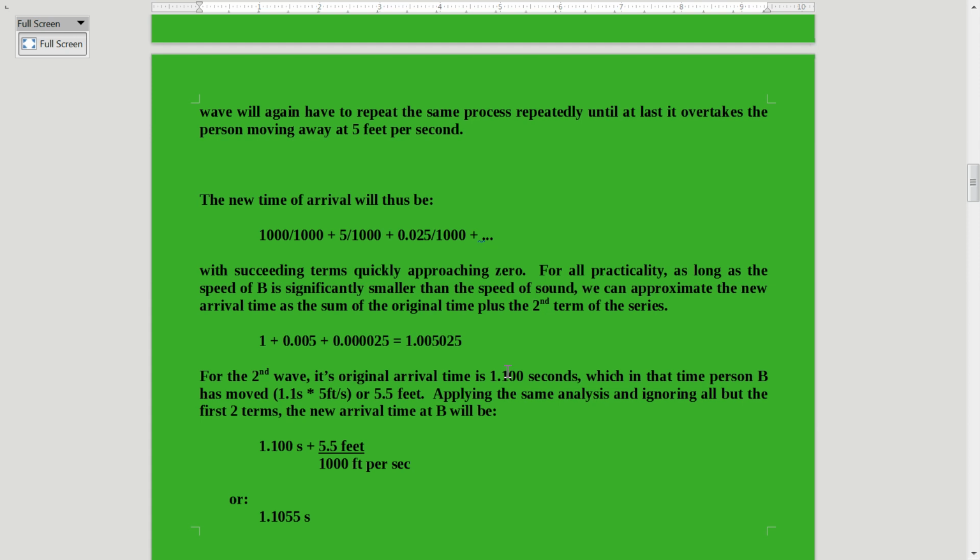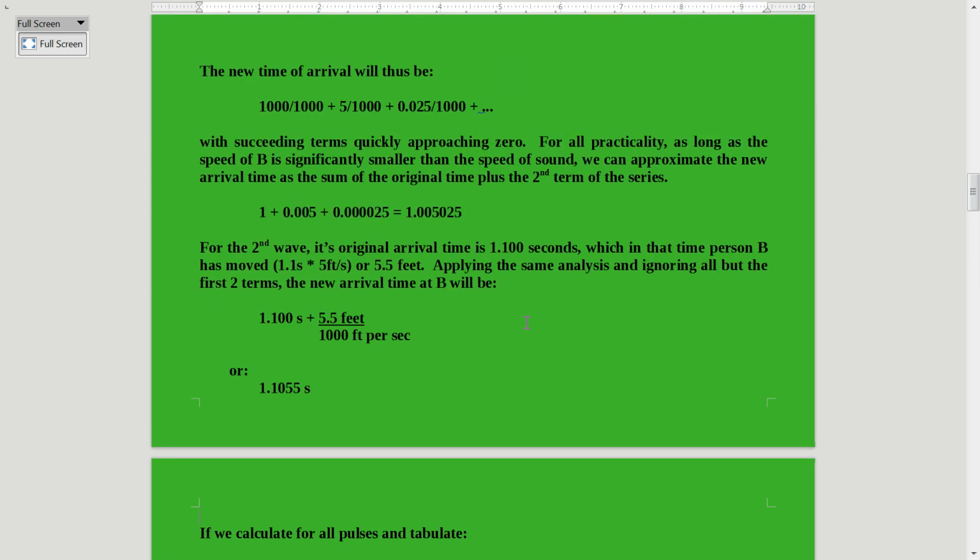Okay, well, in that 1.1 seconds, person B traveling at 5 feet per second, you just multiply these two together, is going to have moved 5.5 feet. And since we're only taking the first two terms here, then we're going to get 1 second plus 5.5 feet over 1,000 feet per second, or bottom line 1.1055 seconds. And we can do that for the remaining two waves.